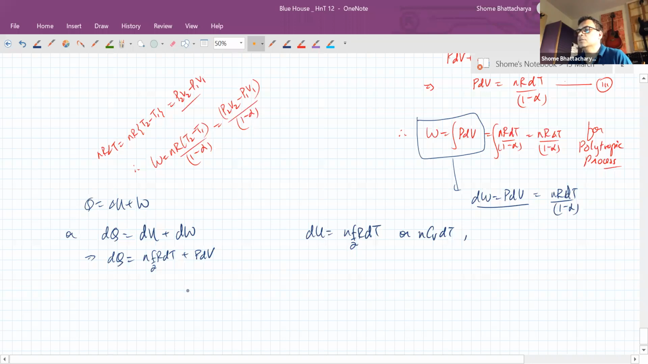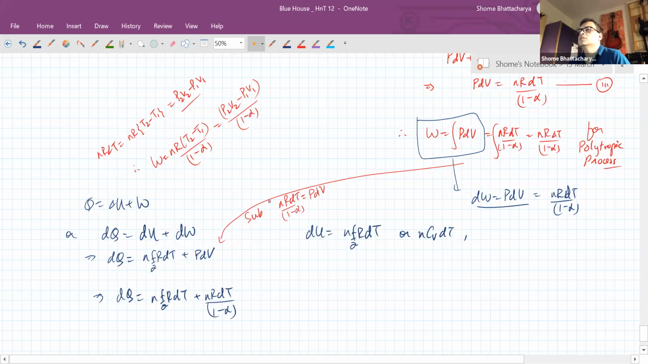So this thing we resubstitute here. So this becomes dQ is equal to nf by 2R dT plus nR dT upon 1 minus alpha. So we are once again substituting that same relation. Okay. So from this we can see that dQ is n times f by 2R plus R upon 1 minus alpha into dT.